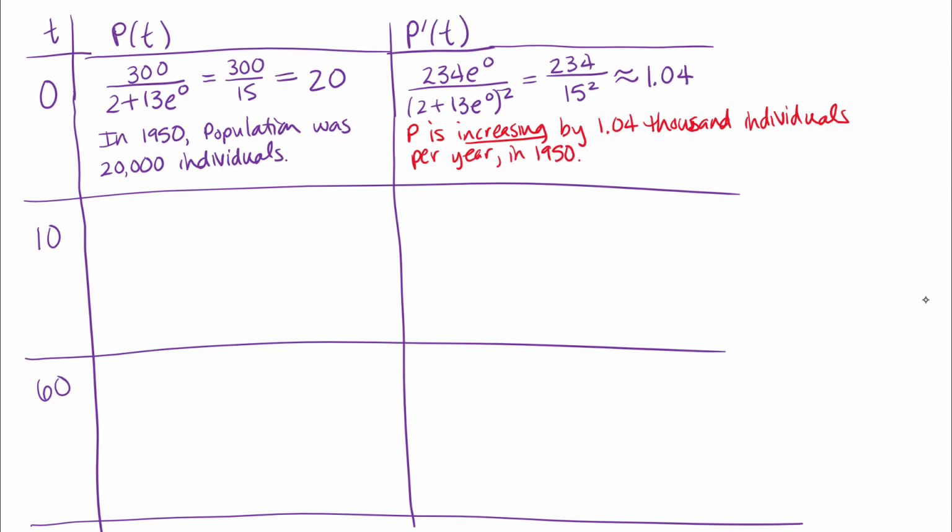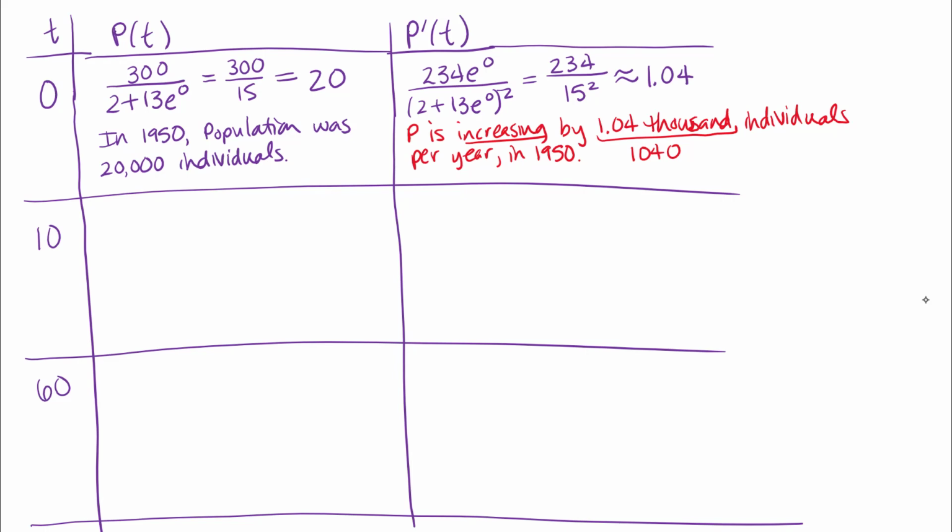Okay, so we could say that the population is increasing by 1.04 thousand individuals per year in 1950, or we could simplify that a little bit. Instead of 1.04 thousand, that would be approximately 1,040 individuals per year in 1950. So that tells us how p is changing. So this is really about a rate of change, and that's really the emphasis of section 3.4 in our textbook, is understanding a derivative as a rate of change.